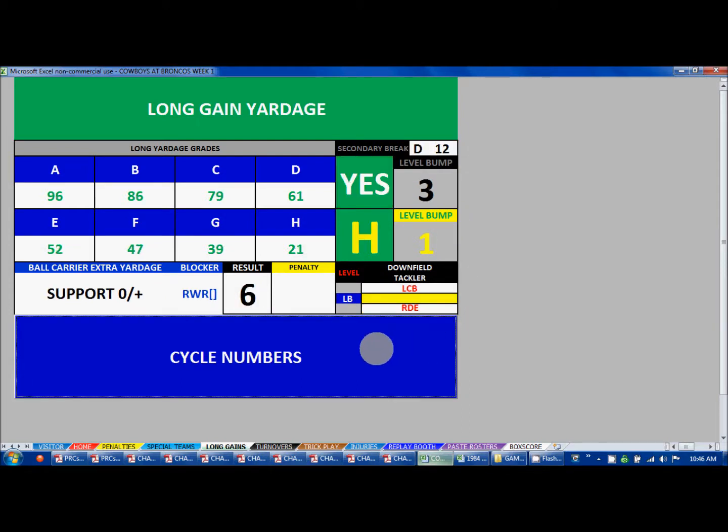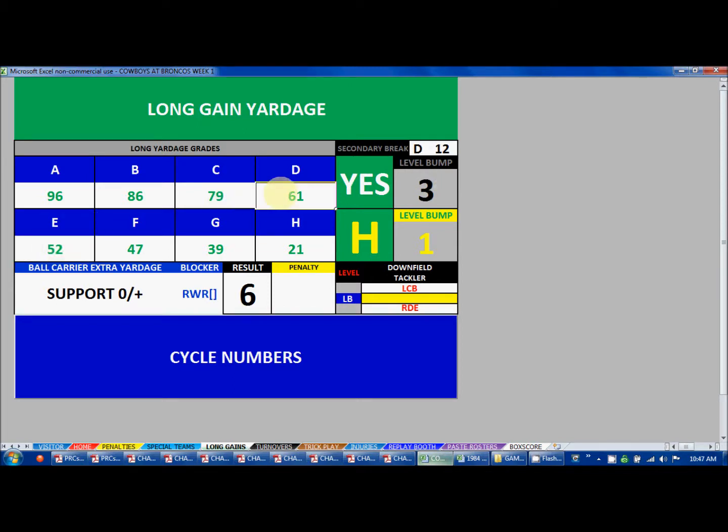All right, so let's see. Let's say we have a breakaway, and it says it's at the H level, so 21 yards. There's going to be a level bump of 1, and let's say the safety, because it's calling for support, so the safety on the side of the field where that takes place, that's above his tackle number, so he doesn't make the play. Well, you get a bump of 1 to the G level, but a secondary break is possible if D is within the letter range of the ball carrier. If it is, then you get another 3.